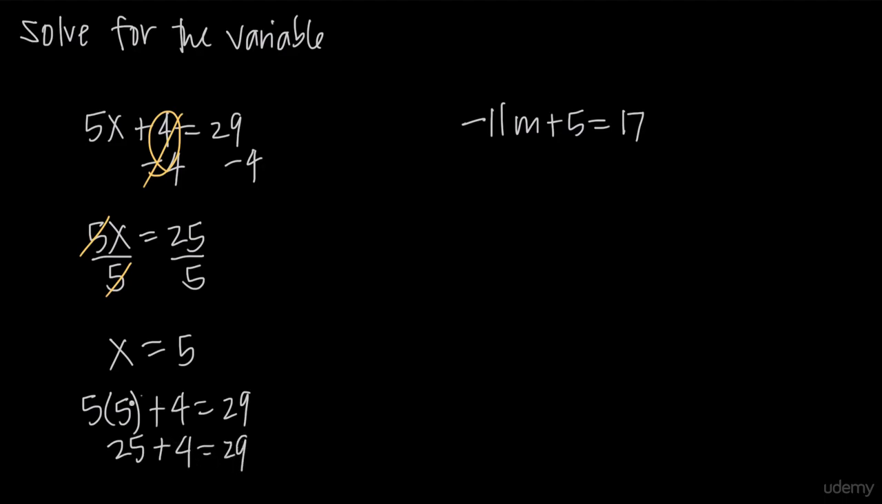5 times 5 is 25, so we get 25 plus 4 equals 29. And then on the left-hand side, 25 plus 4 is 29, so we get 29 equals 29, and we can see that we've verified that this is true, which means that x equals 5 is a real solution to the equation we were given. Let's do one more example here.